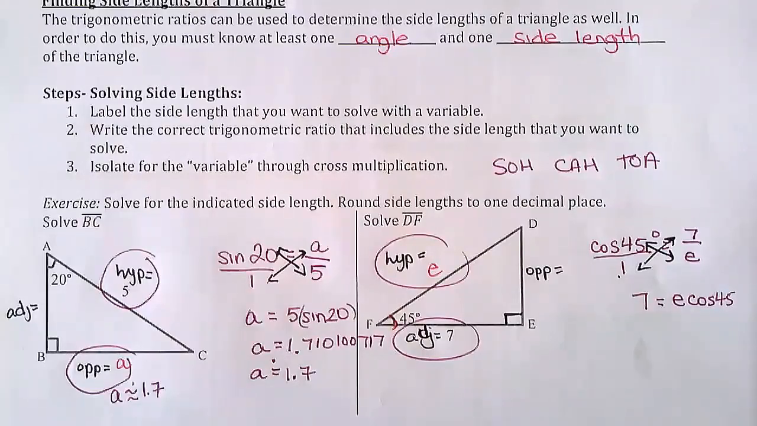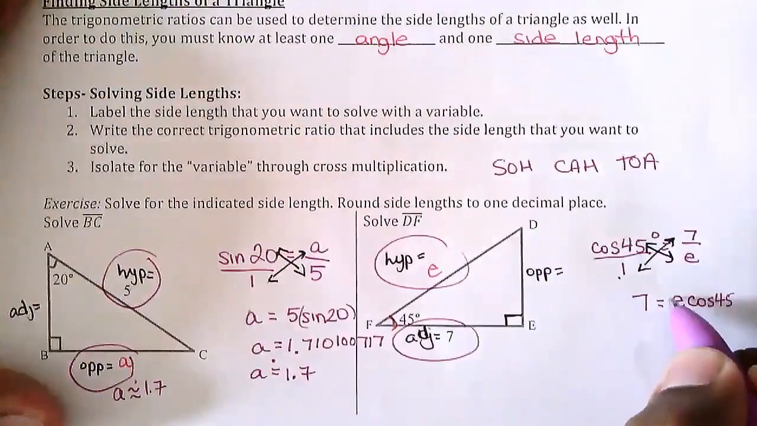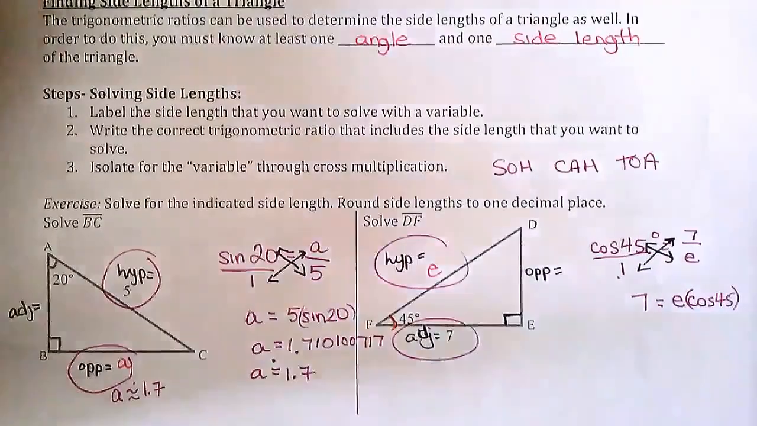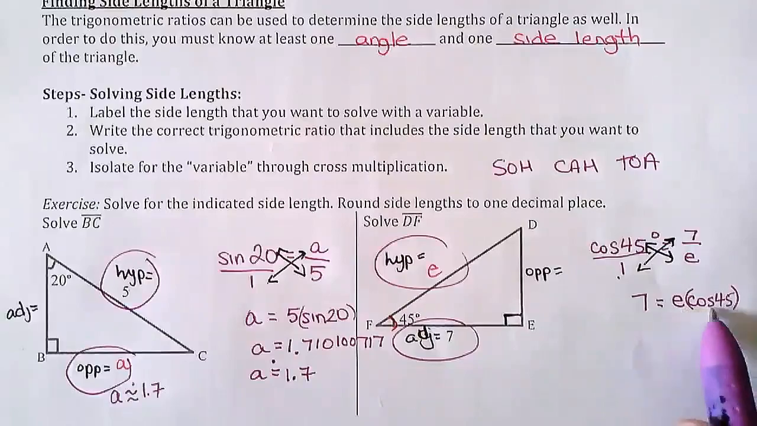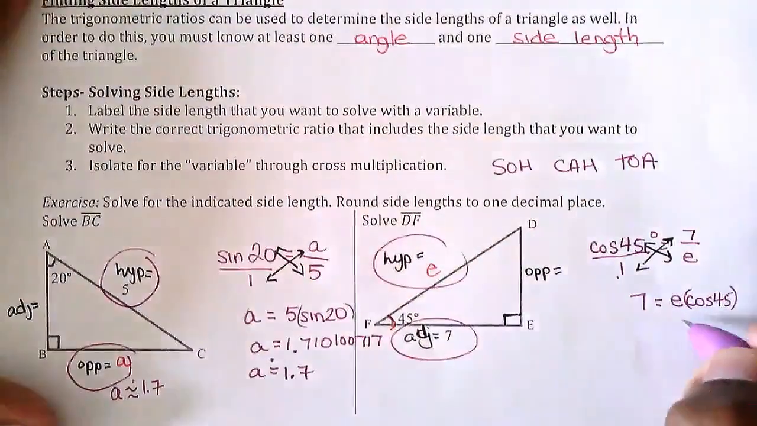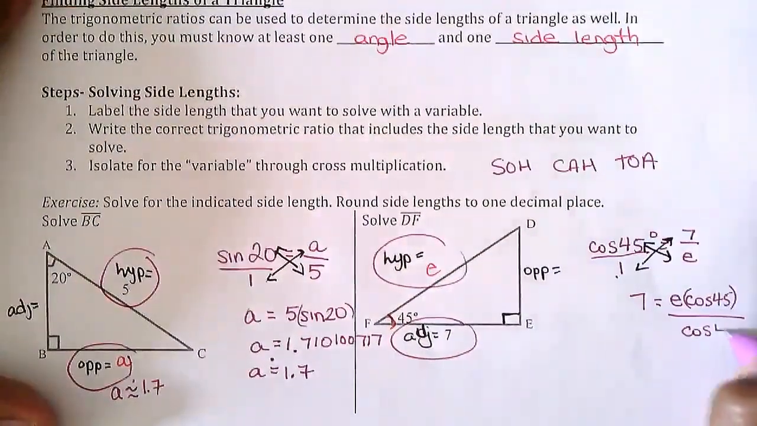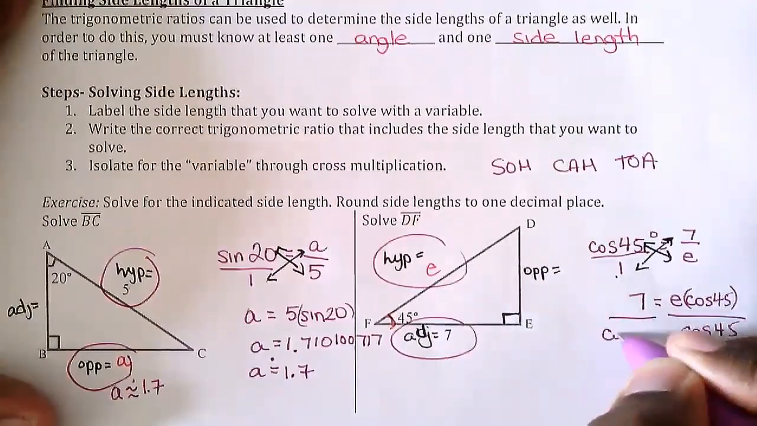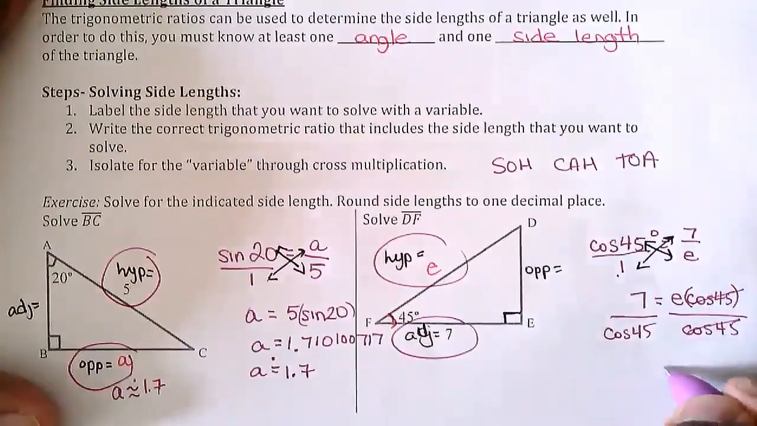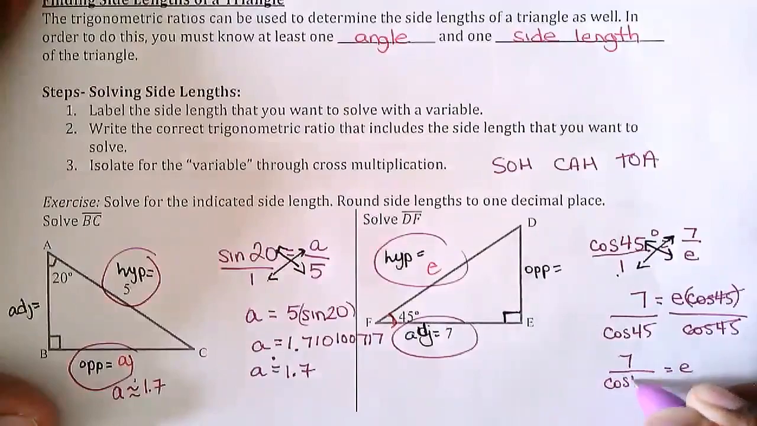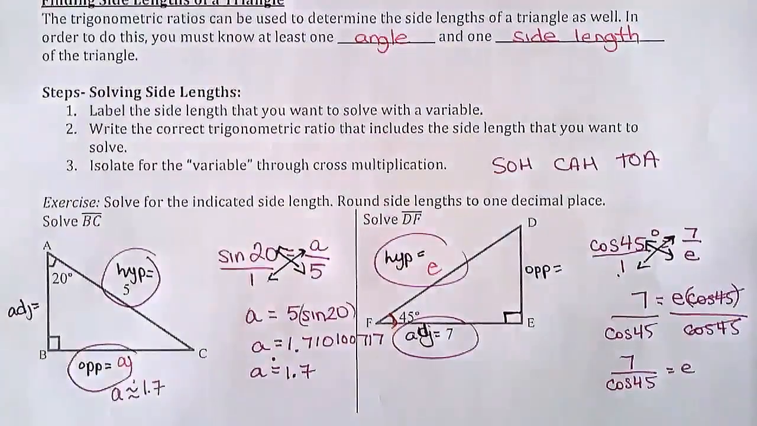Now, the difference between here and here is we still haven't isolated for the e. Remember what the e means here. It means e times cos 45. So if I want to isolate for the e, I need to divide both sides by cos 45. So if I divide this side and this side by cos 45, these cancel out, and I'm left with e is equal to 7 over cos 45.